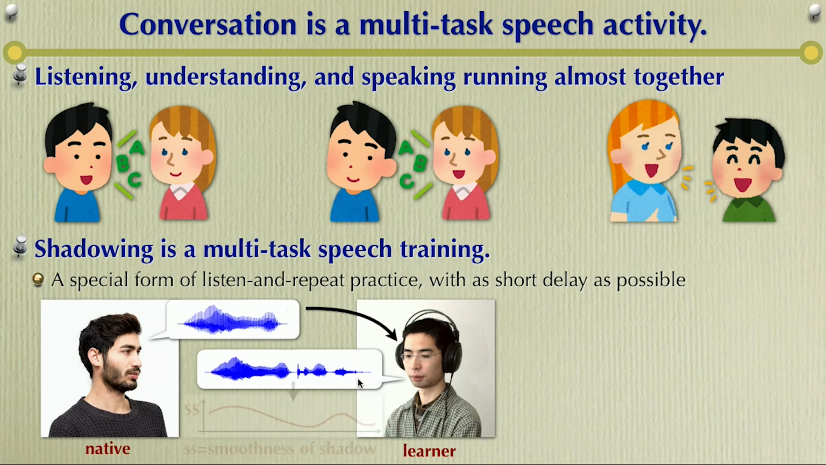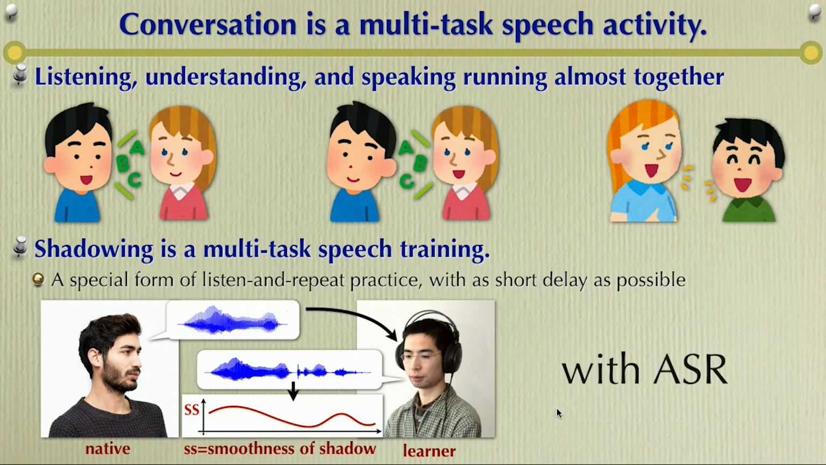So we want to quantify the degree of smoothness of shadowing by using automatic speech recognition technologies. This is multitask speech training, that is shadowing. We want to measure the brokenness or smoothness of shadowing in a quantitative way.